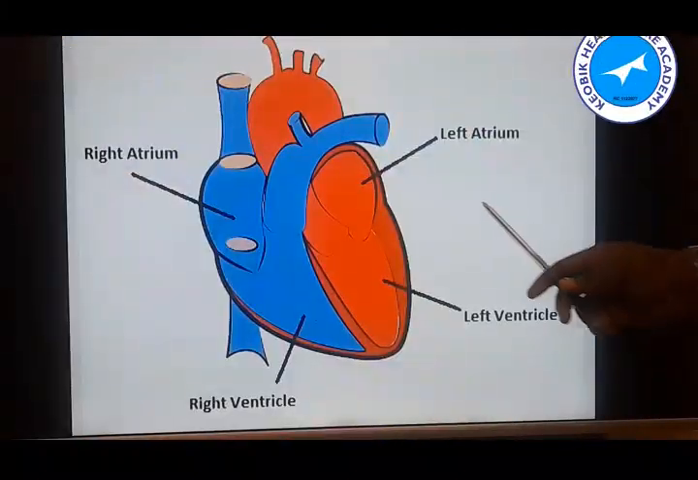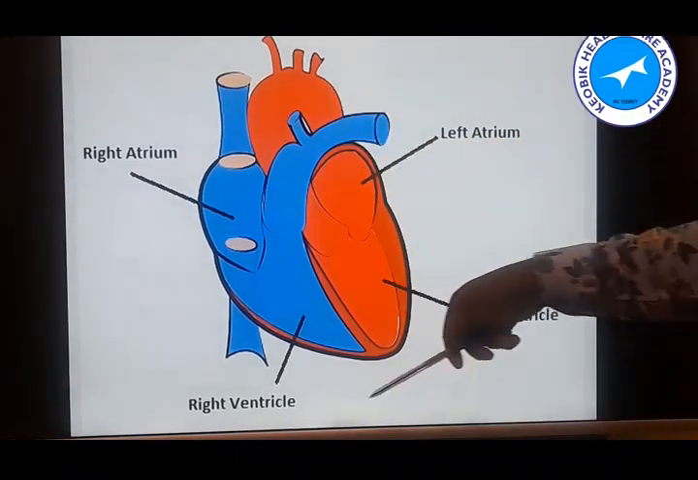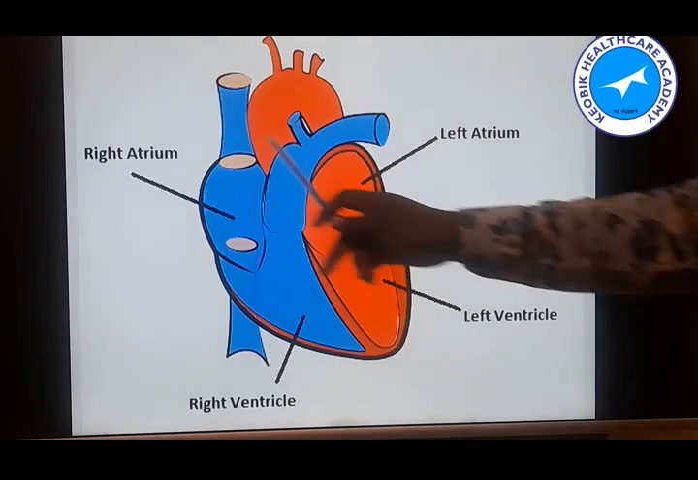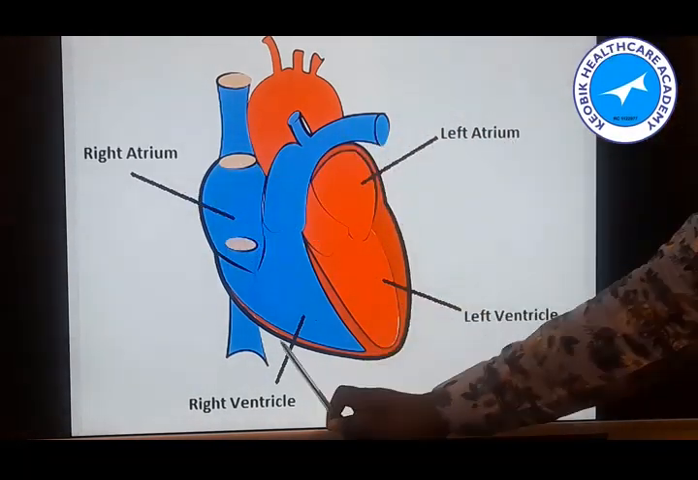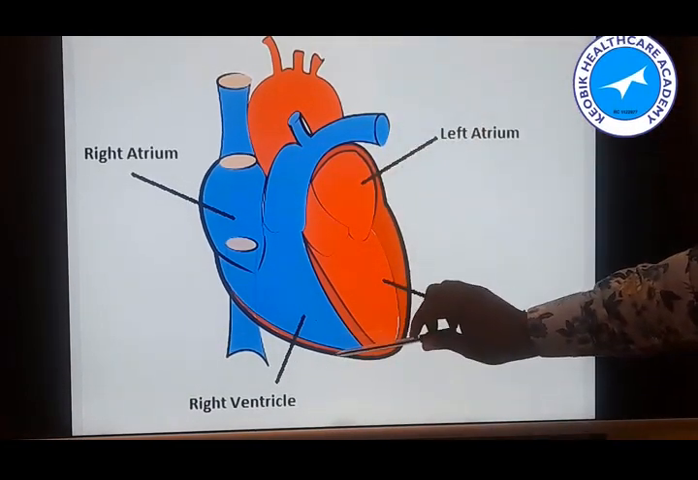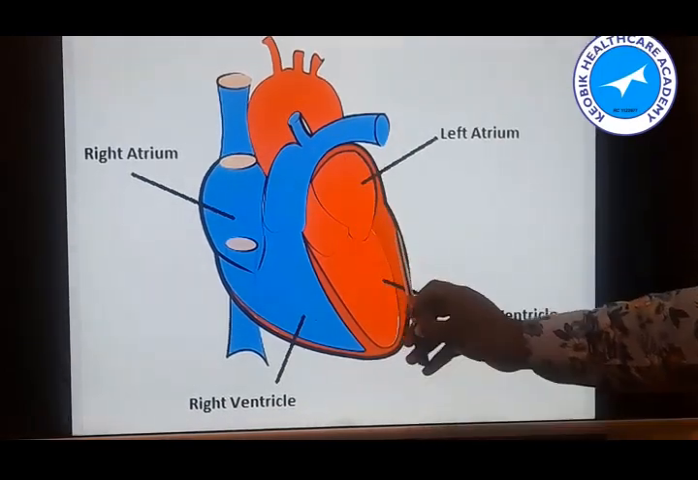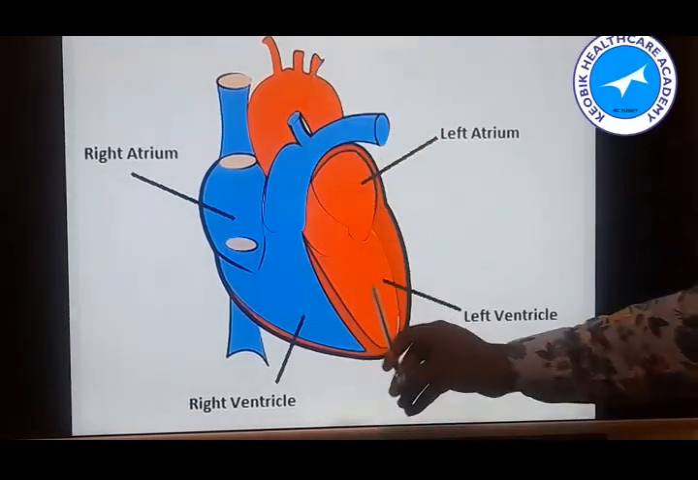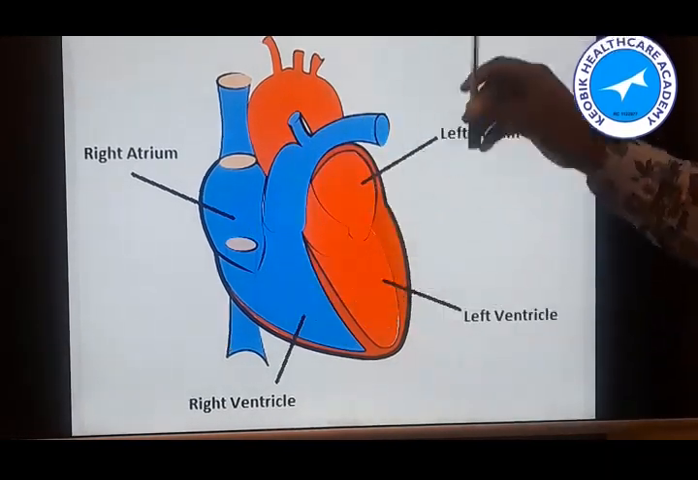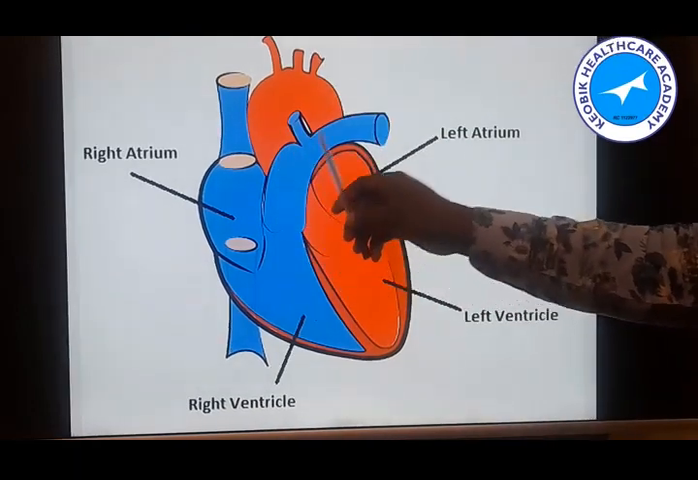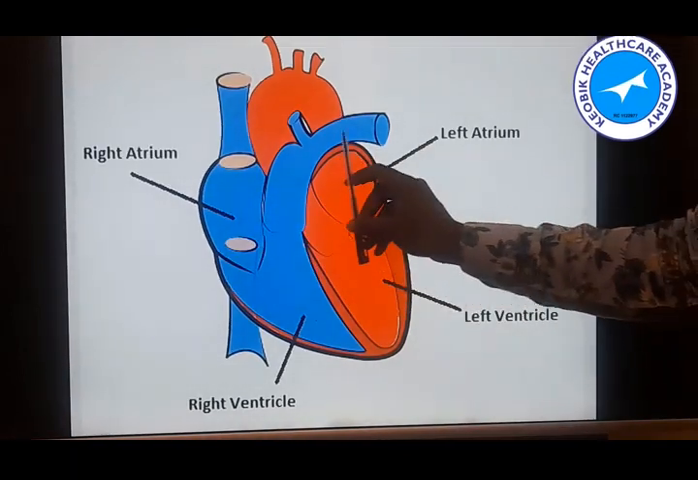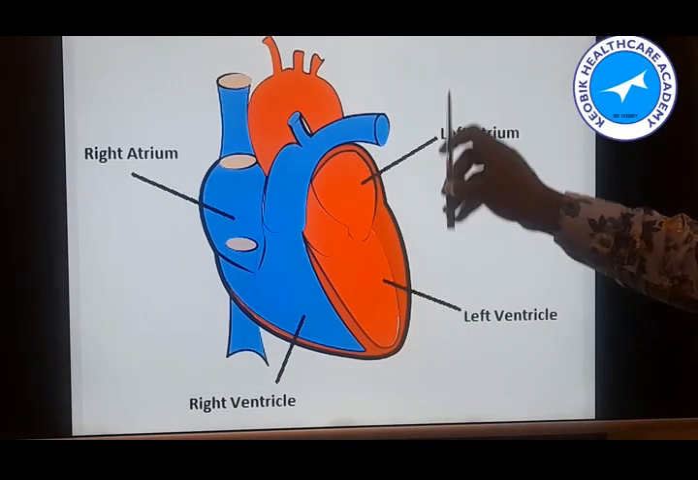Okay, so we are looking at the heart chambers. And we said that the heart has 4 chambers. All right, the right atrium, the left atrium, the right ventricle, the left ventricle. All right, this is the upper chamber and this is the lower chamber. We are seeing these chambers divided into 2, one carrying blue and the other one carrying red. The blue color is used to depict blood that doesn't have oxygen in it, while the red color is depicting the blood that carries oxygen in it.